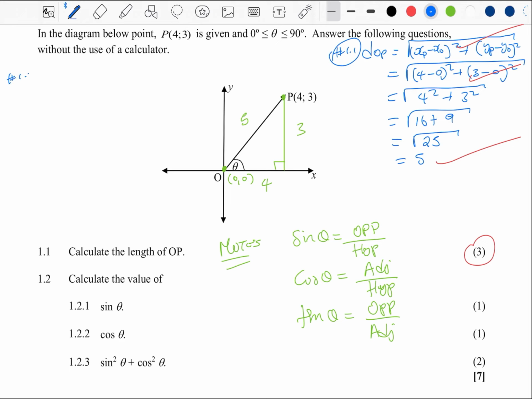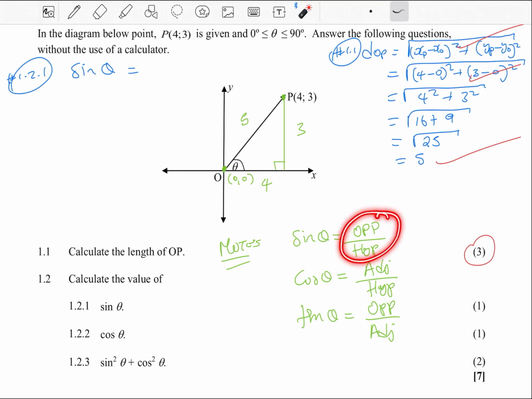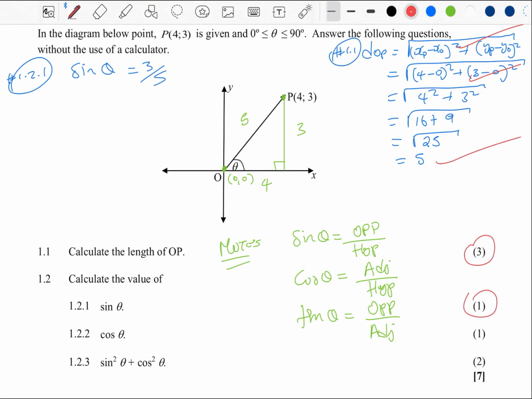Okay, so 1.2.1 says find sine theta. Okay, so sine theta again is the opposite side of theta over the hypotenuse side. So this is theta. What is the opposite side of theta? This is the opposite side of theta. And the opposite side of theta is what? Is 3. And the hypotenuse side of theta is 5. So it's going to be 3 over 5. Boom, easy, right? And then you get your mark. It's 1 mark, so boom, 1 mark.